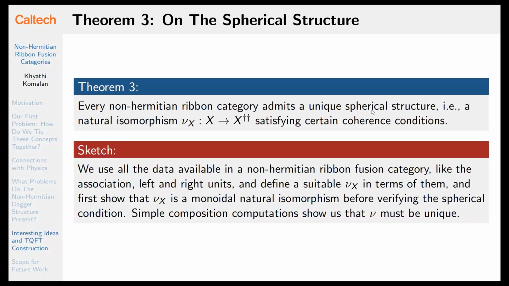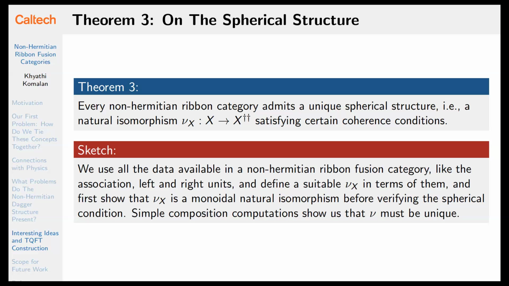And the third theorem is basically where you'd be guessing that every non-Hermitian ribbon category admits a unique spherical structure, that is, a natural isomorphism V of x from x to x dagger dagger, satisfying certain coherence conditions. So now we use all the data that's available in non-Hermitian ribbon fusion categories, like the association, the right and left units, and define a suitable V of x, Vx, in terms of these.